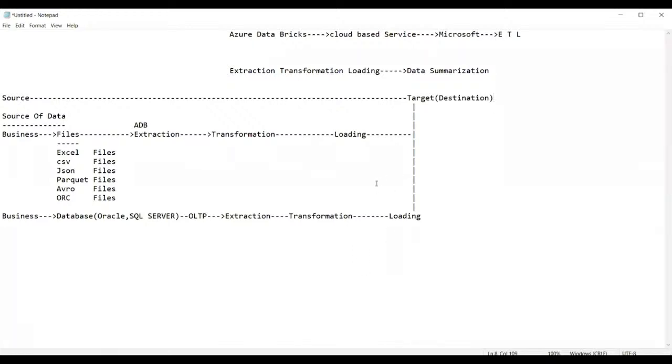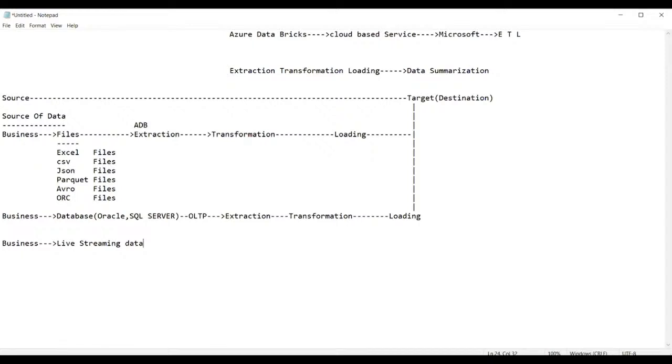Apart from getting the data from the businesses into the databases or into the files, we can also get the data from another way. From the business only, because we are all working for business. We get business data in the form of live streaming data. Live streaming data means stock market data.